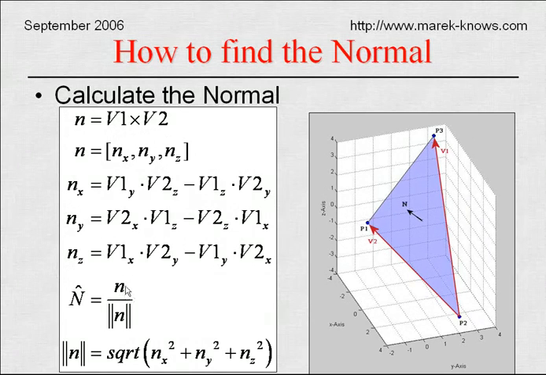Once you have n, you need to normalize it to get a unit normal. And to do that, we take the value of n and divide it by the magnitude of n. The magnitude of n is calculated by taking the square root of each of the components squared and added together. So we take nx squared, add it to ny squared, and add that to nz squared. That total we square root, and that gives us the magnitude.